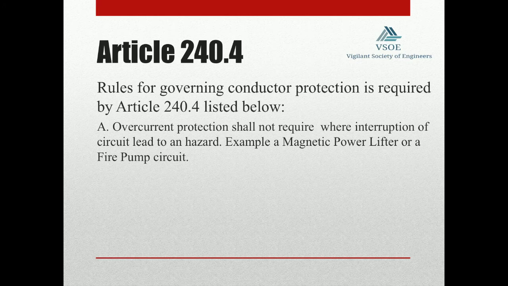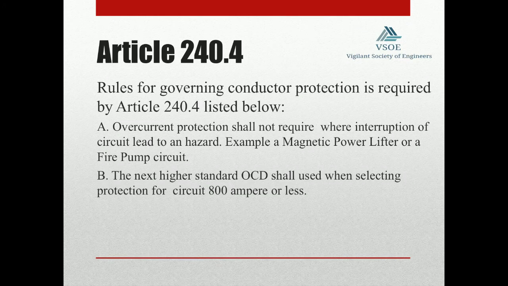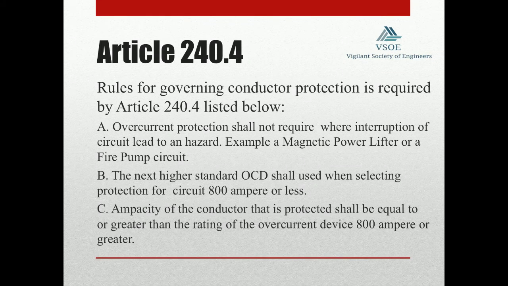Overcurrent protection shall not be required where interruption of the circuit would lead to a hazard. For example, a magnetic power lift or fire pump circuit that requires no break during operation. The next higher standard overcurrent protection device shall be used when selecting protection for circuits of 800 amperes or less. Ampacity of the conductor that is protected shall be equal to or greater than the rating of the overcurrent device at 800 amperes or greater.